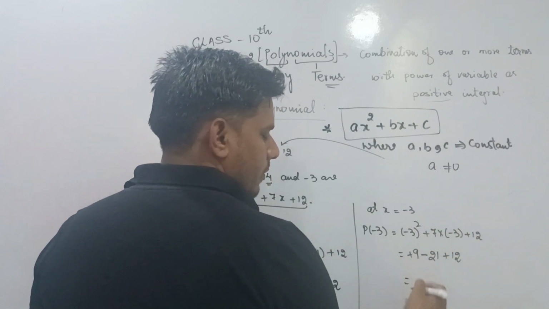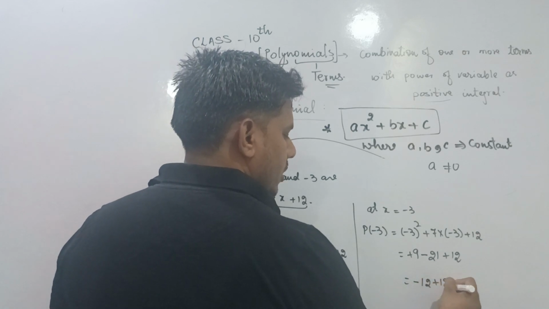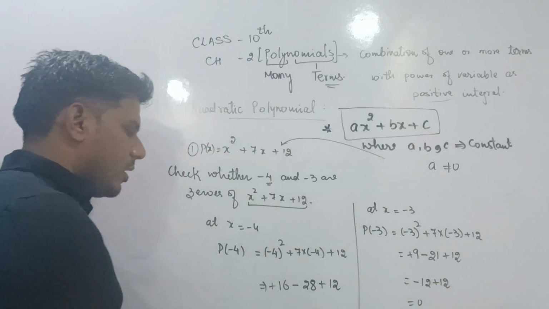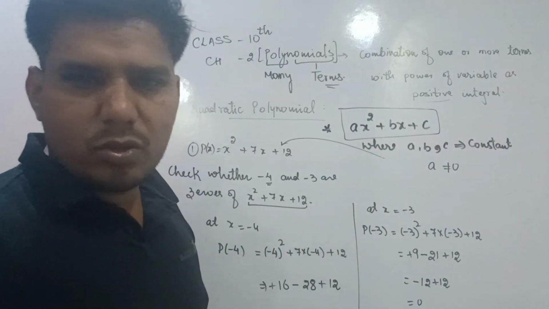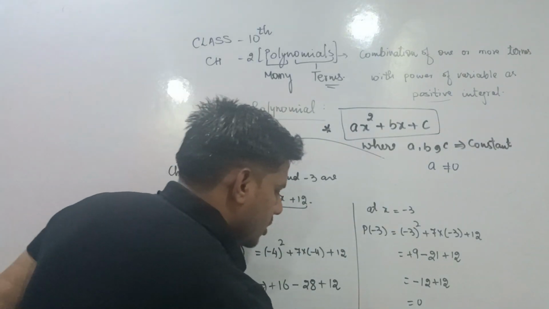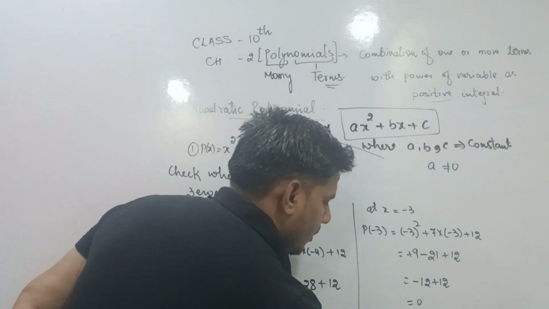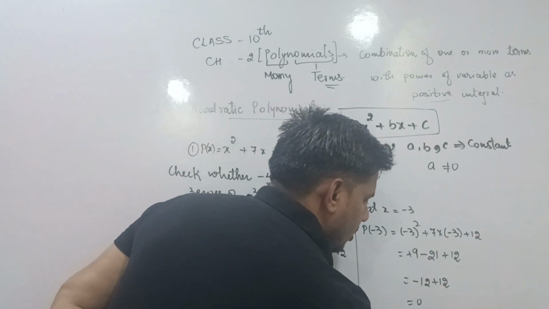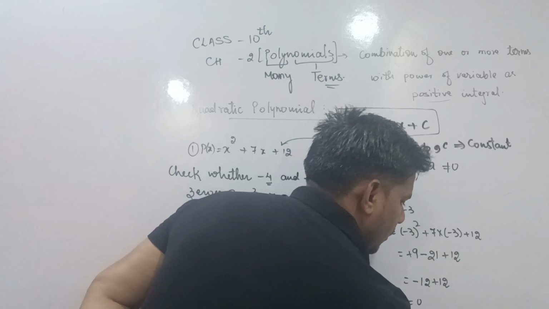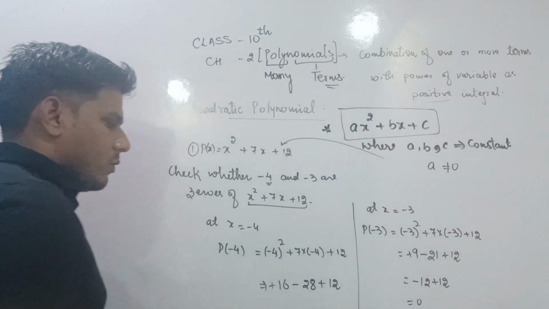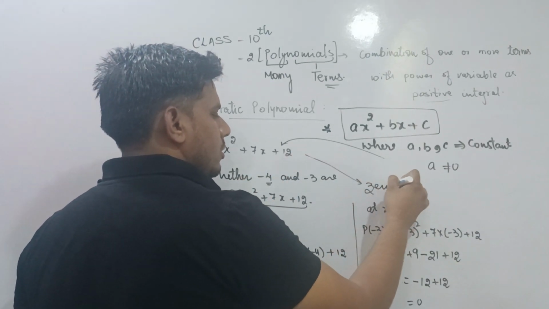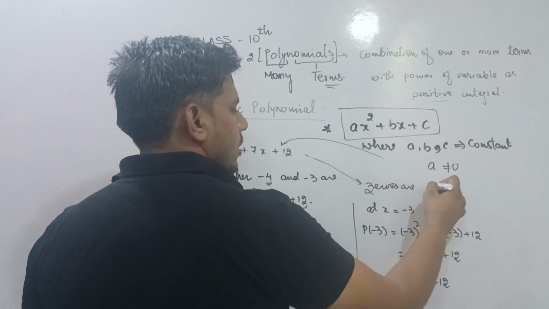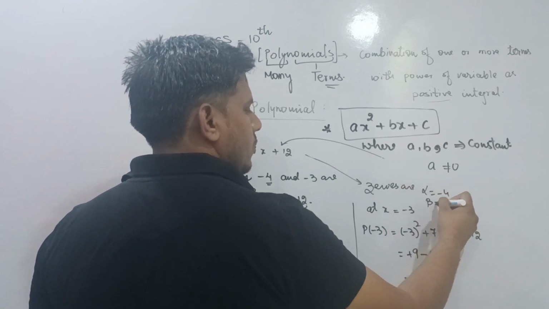So we will get plus 9 and minus 21 minus 12 plus 12, it will be 0. So here we can check p(-4) and p(-3) both are equal to 0. That means both the values of x are the zeros of the polynomial. So we can say -4 and -3 are zeros of p(x). Now, for this polynomial, zeros are alpha is equal to -4 and beta is equal to -3.